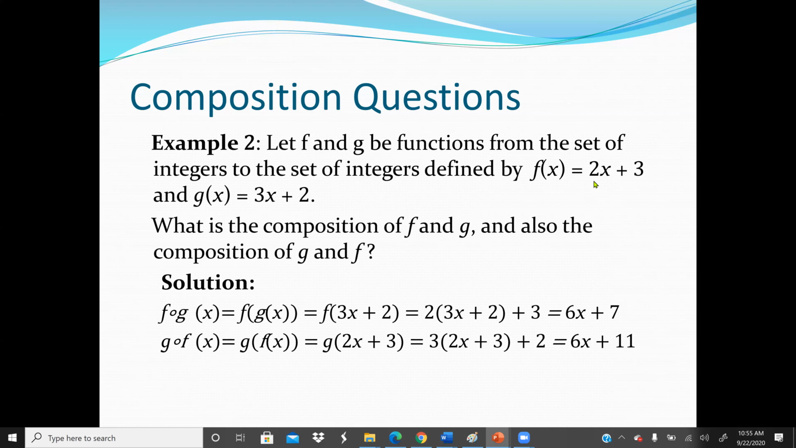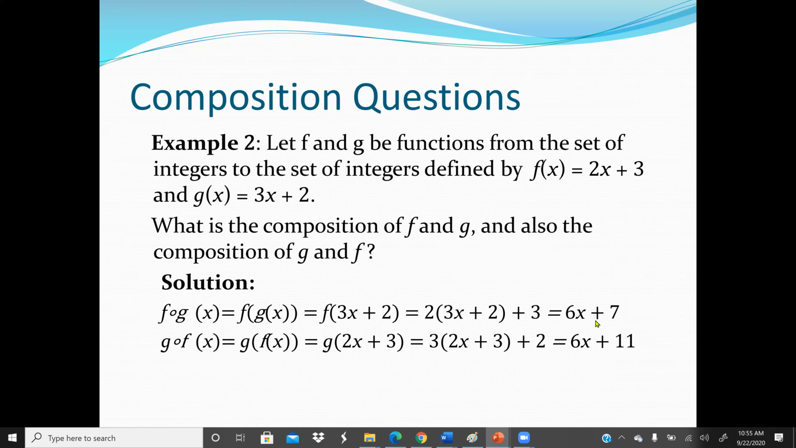So again, f(x) = 2x + 3, g(x) = 3x + 2. So we get f composite g at x. Anywhere I see g(x), I'm going to substitute with x for f(x). So we get f(3x + 2). We have 2x + 3, so x will be replaced by 3x + 2, because 3x + 2 is g(x). We find the composite of it.